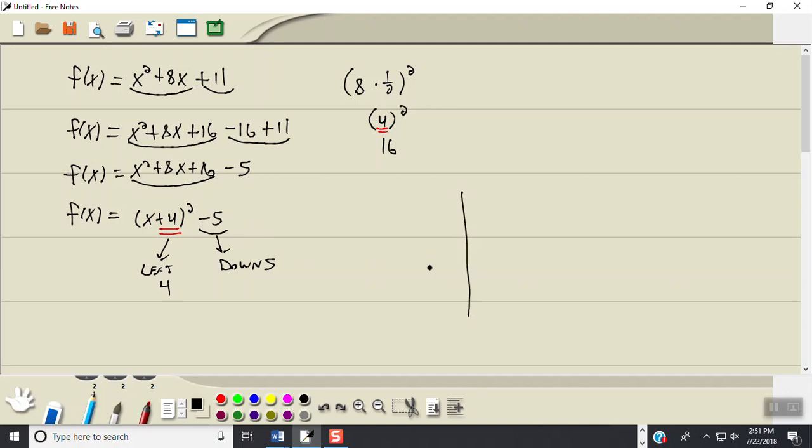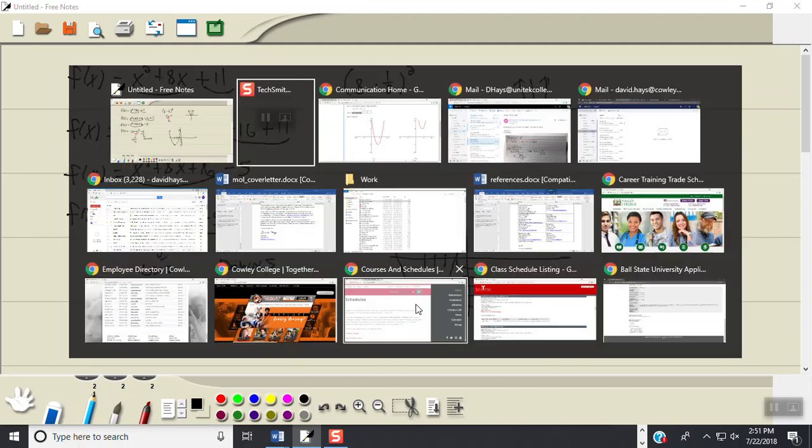So we take our basic graph, the U-shaped graph, which is right here at the origin, looks like that. And we're going to shift it left 4, down 5. 1, 2, 3, 4, 1, 2, 3, 4, 5. So I shifted left 4 places, down 5. And this would give us our graph.